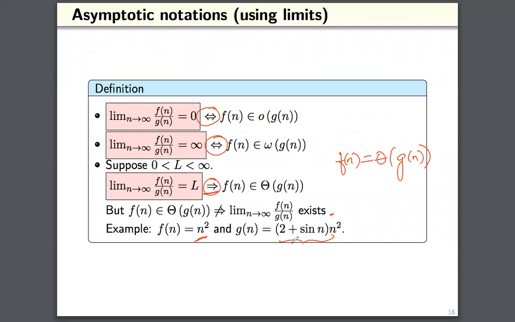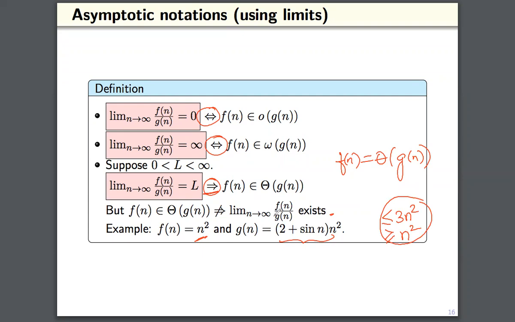It's upper bounded and lower bounded by 3 and 1. Exactly. You know that the sine function is upper bounded by +1 and lower bounded by -1. So 2 plus 1 is 3. So this is less than or equal to 3n squared, and greater than or equal to n squared, which is 2 minus 1. Hence, this function is theta of n squared.